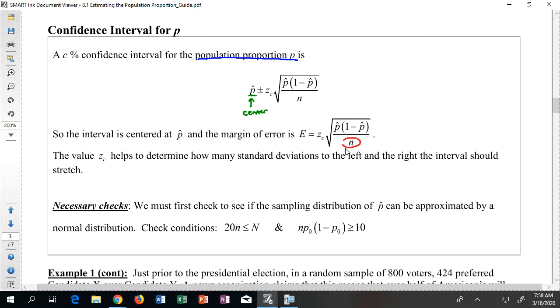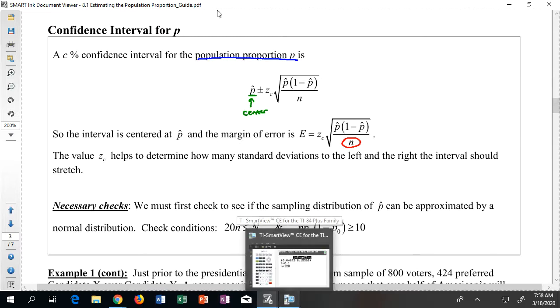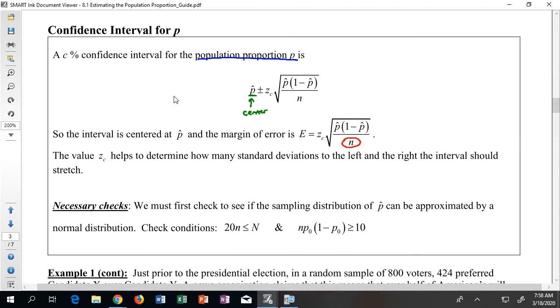Notice if n, my sample size, is a very large number, that's going to make that whole square root over there an extremely small number. And that would mean that the thing that I'm adding to or subtracting from this p hat is very small. And so if I can make n big enough, I might be able to create a confidence interval that has a very high level of confidence and a very small width.